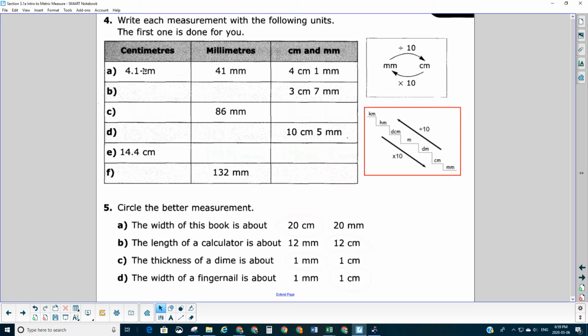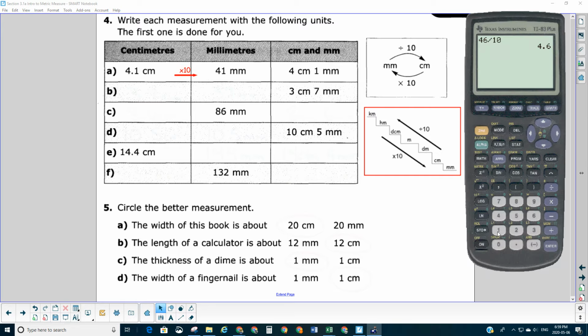You have 4.1 centimeters. If we're going to millimeters and we're going down one staircase, so we're going to multiply by 10. So we can do that calculation on our calculator. We can go 4.1 times 10, but from all the warm up and the practice, we know multiplying by 10 just moves 1 decimal place to the right. So I don't think we need our calculator for that to get that it's 41.